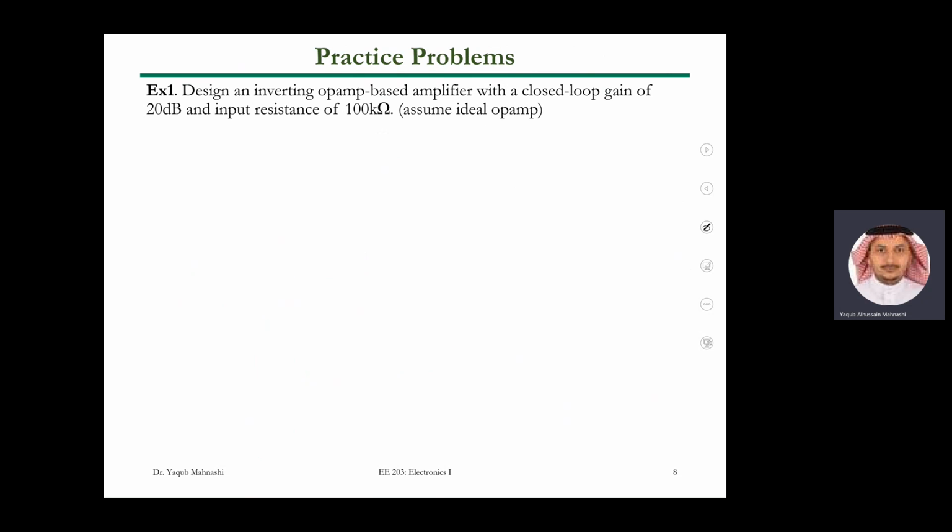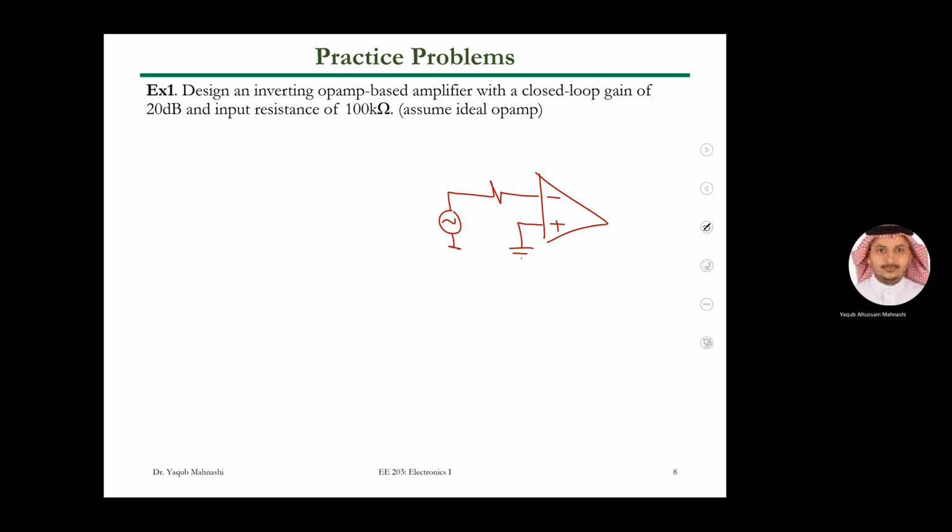Okay, let's do this design problem. Design an inverting op-amp-based amplifier. So we are expected to have something like this: plus, minus. Your plus is connected to ground. You are connecting the input to the inverting terminal. In the second case, where you have a non-inverting amplifier, your input should be connected to the positive terminal. And then you have a resistor here and an input voltage here.